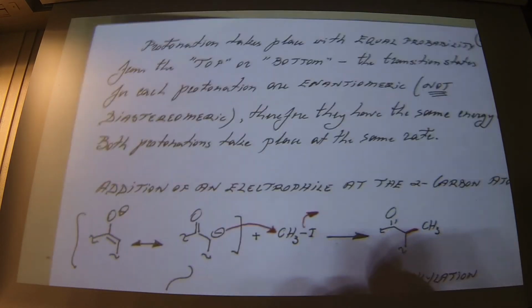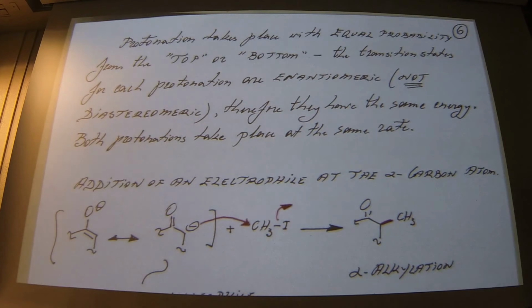Okay, so the reason we get racemization, of course, is because there's equal probability of protonation taking place from the top and the bottom. What does that mean? It means that the two transition states for protonation from the top face or protonation from the bottom face are enantiomeric. They have identical energies. They're formed at identical rates. And so once that thing goes planar, you've lost it. You get both enantiomers.